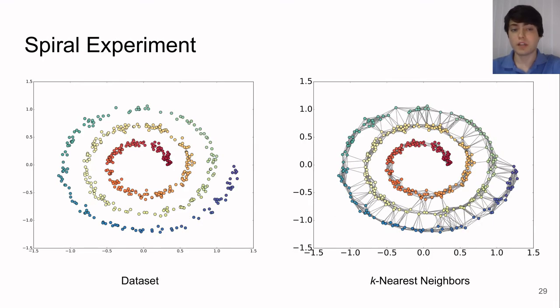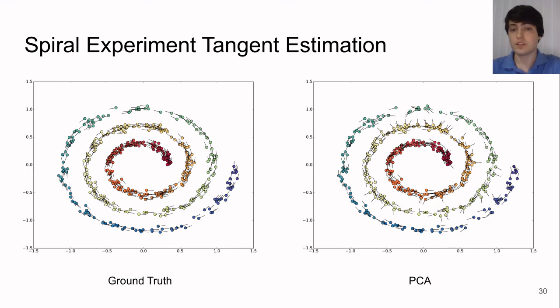Let's return to the spiral manifold example I brought up earlier. Once again, looking at the nearest neighbor's graph, we can see many false edges connecting across the manifold. These in turn skew the tangent space estimates.